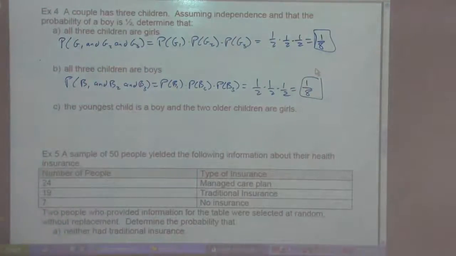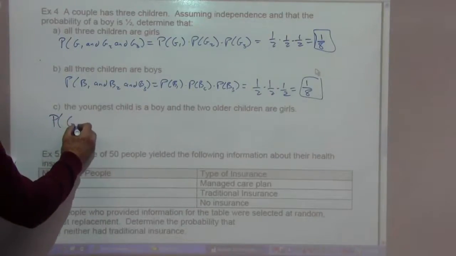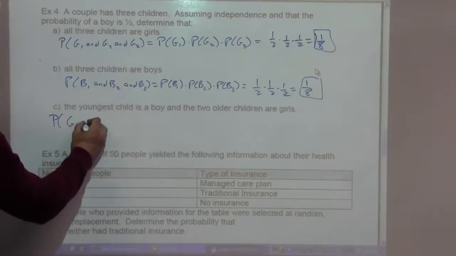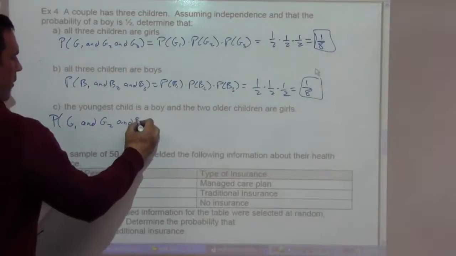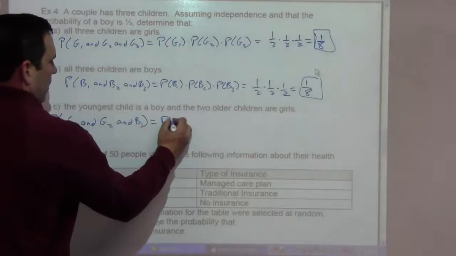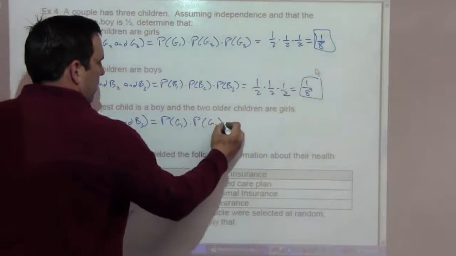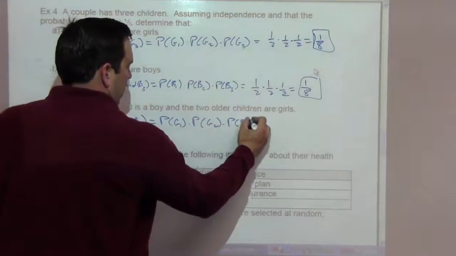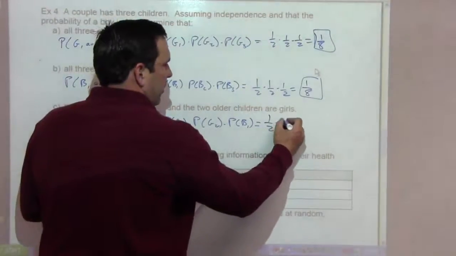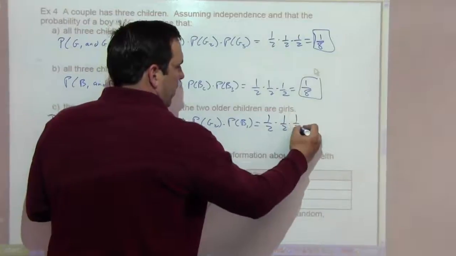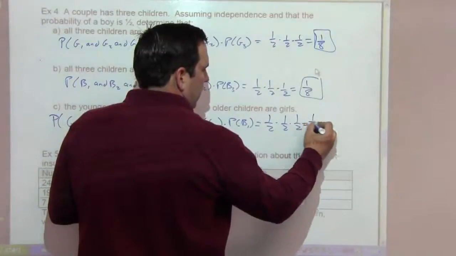How about the youngest child's a boy and the other 2 are girls, so that's the probability of girl 1 and girl 2 and boy for the third child. What's interesting here is you get the same thing. 1/2 for the first child being a girl, 1/2 for the second child being a girl, and 1/2 for the third child being a boy. That's 1/8.